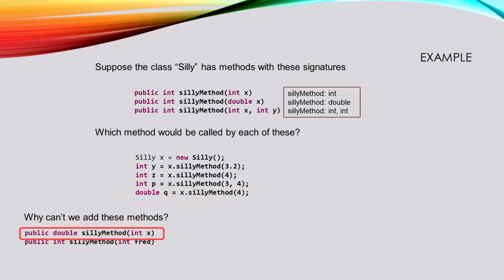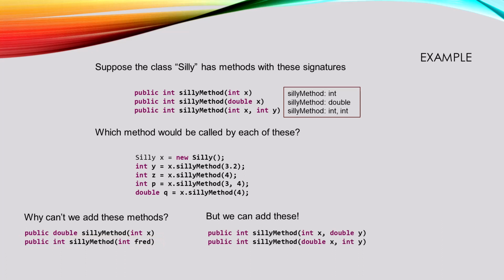The way we've defined method signature, it's important to notice that we can't add this method to the three above. While its return type is different, again, return type is not part of the method signature. Its signature is sillyMethod int, which has already been used. Similarly, parameter names aren't part of the signature. They don't help the compiler figure out which method we want. So this method conflicts with this one because they both have the signature sillyMethod int. So we couldn't add this one either.